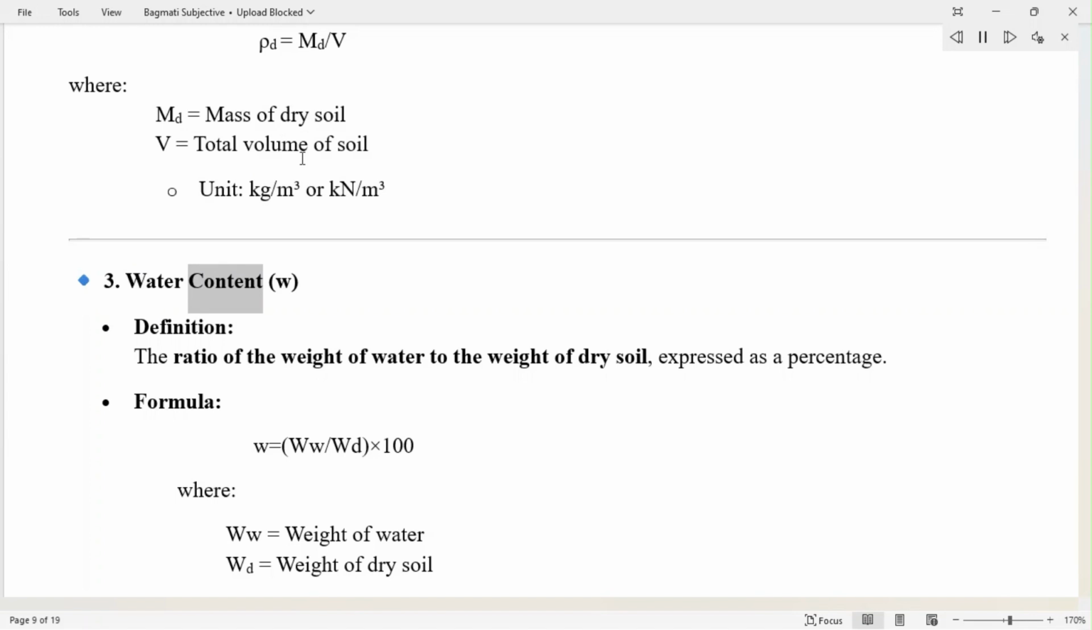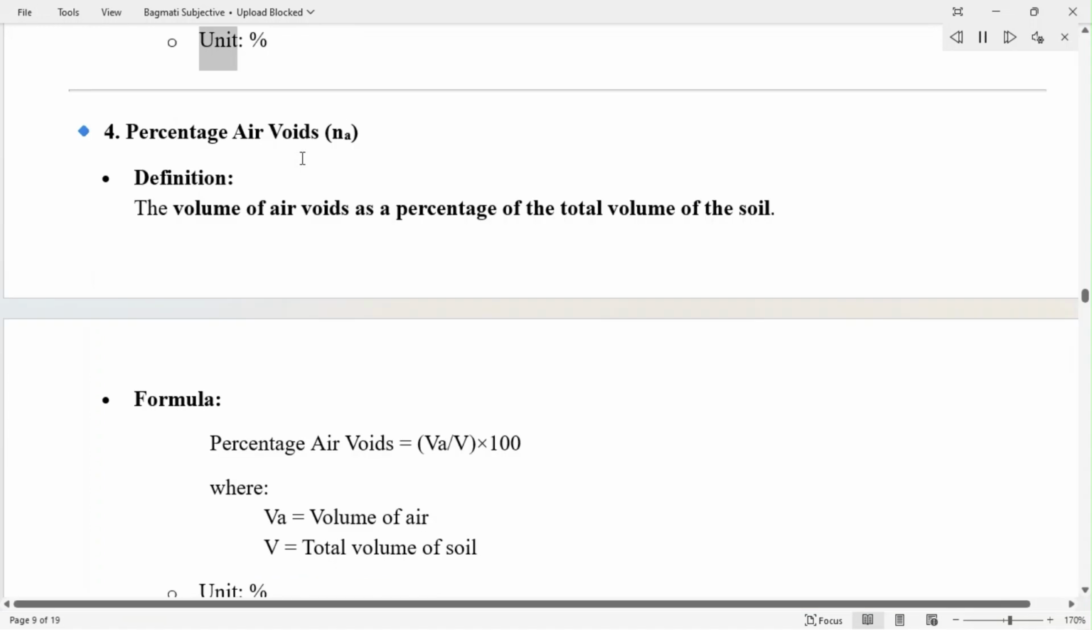3. Water content, w. Definition: the ratio of the weight of water to the weight of dry soil, expressed as a percentage. Formula: w equals Ww/Wd times 100, where Ww equals weight of water, Wd equals weight of dry soil. Unit: percent.